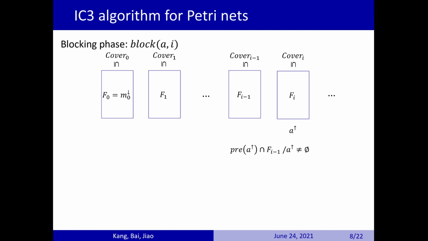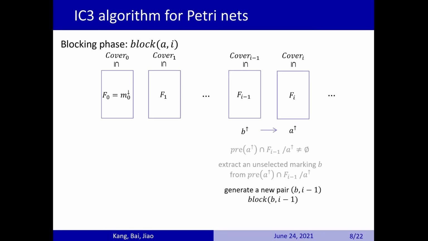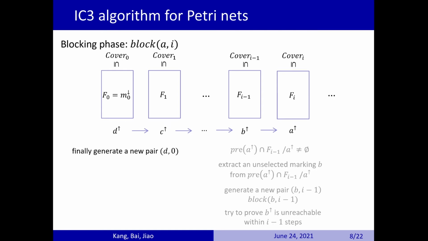If not empty, then we extract a predecessor of A-up in F(i-1) and generate a new pair (B, i-1). Now, we try to prove the upward closure of marking B is unreachable within i-1 steps. IC3 continues recursively until it finally generates a new pair (D, 0), which represents that IC3 has found a path from M0 to A-up, and we can see IC3 failed to block A at Fi. In other words, A is coverable within i steps.